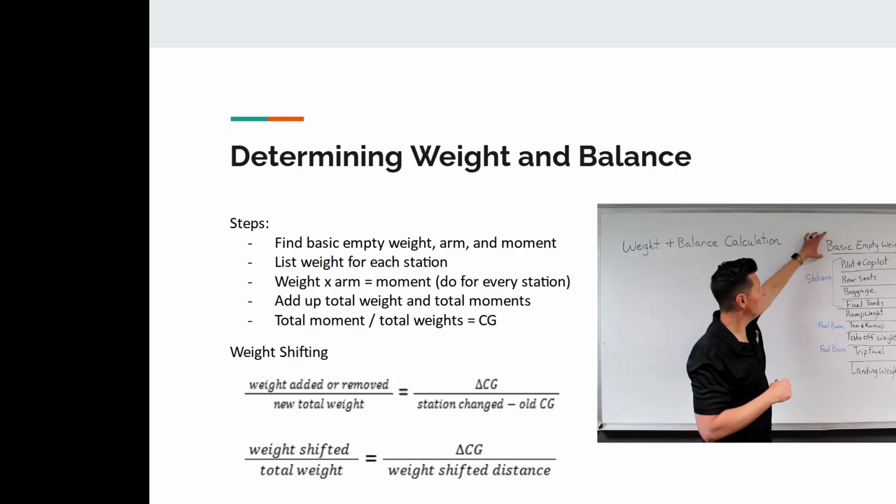And what he did is he took each weight for each station, multiplied that by each arm, got the moments for each station, and he just added them all up, and then, of course, took into consideration the amount of fuel he would burn, and at the end, he got his total moments. Divided those two, and that gave him a center of gravity of 88.7 in that example.